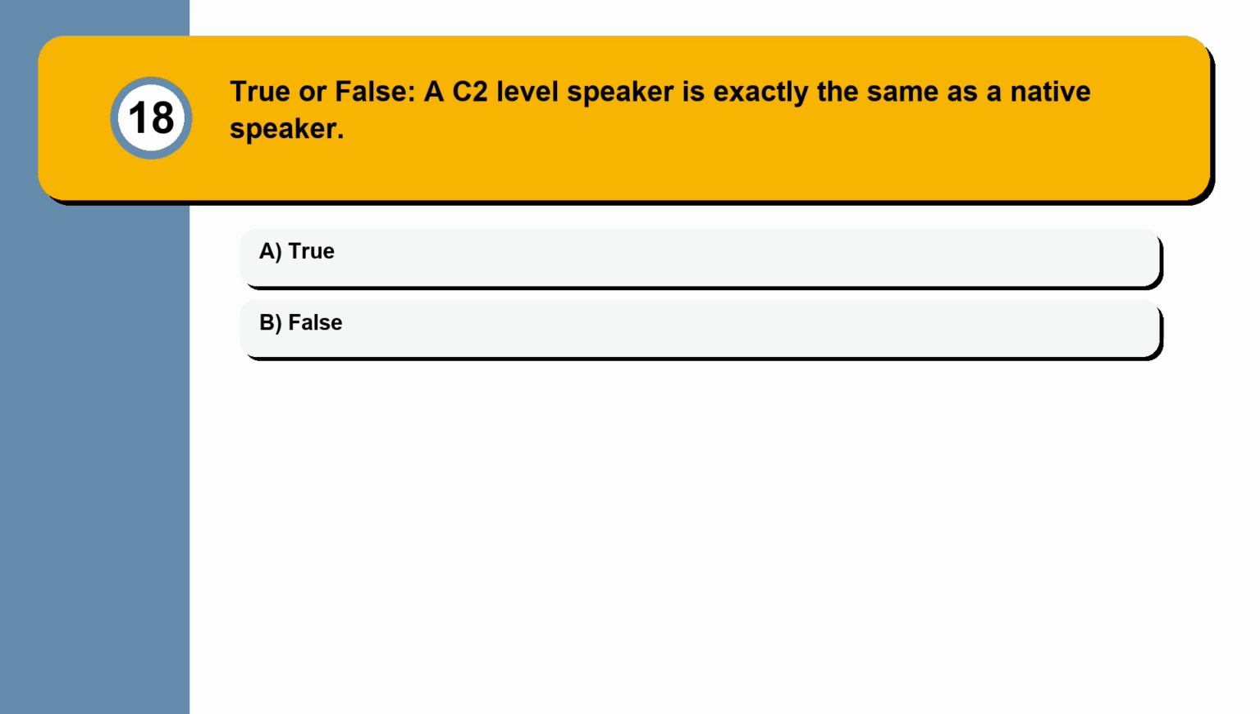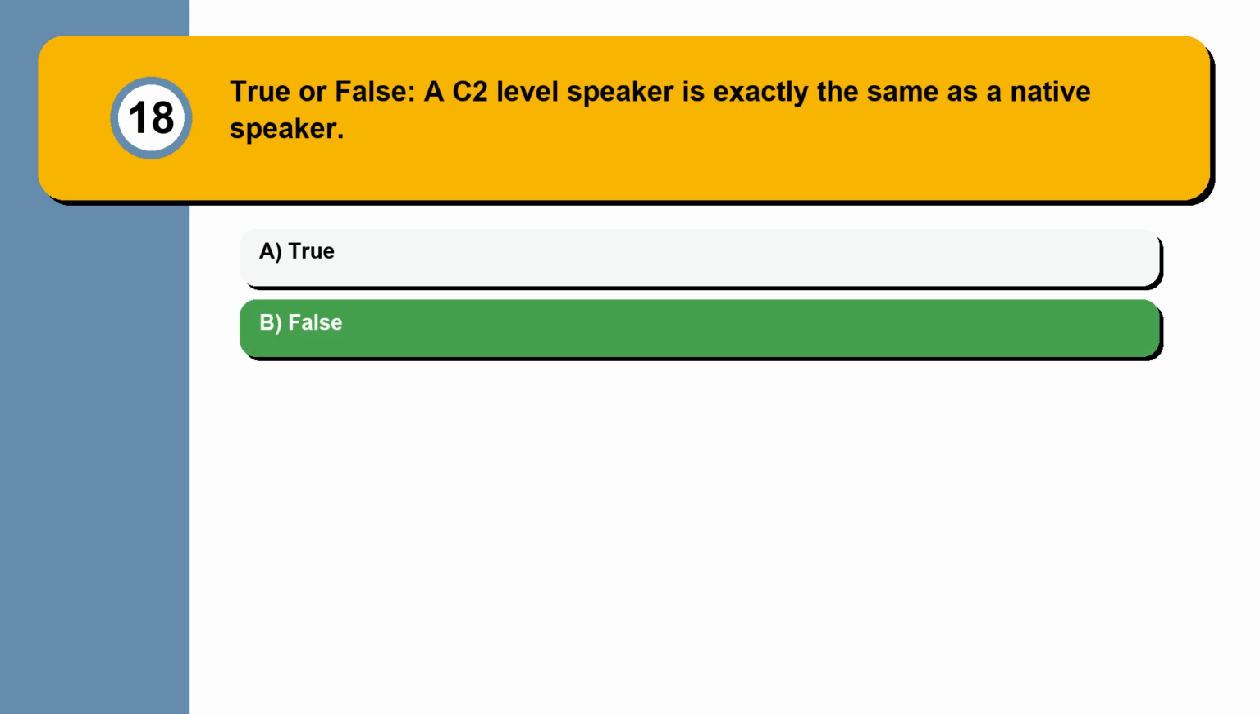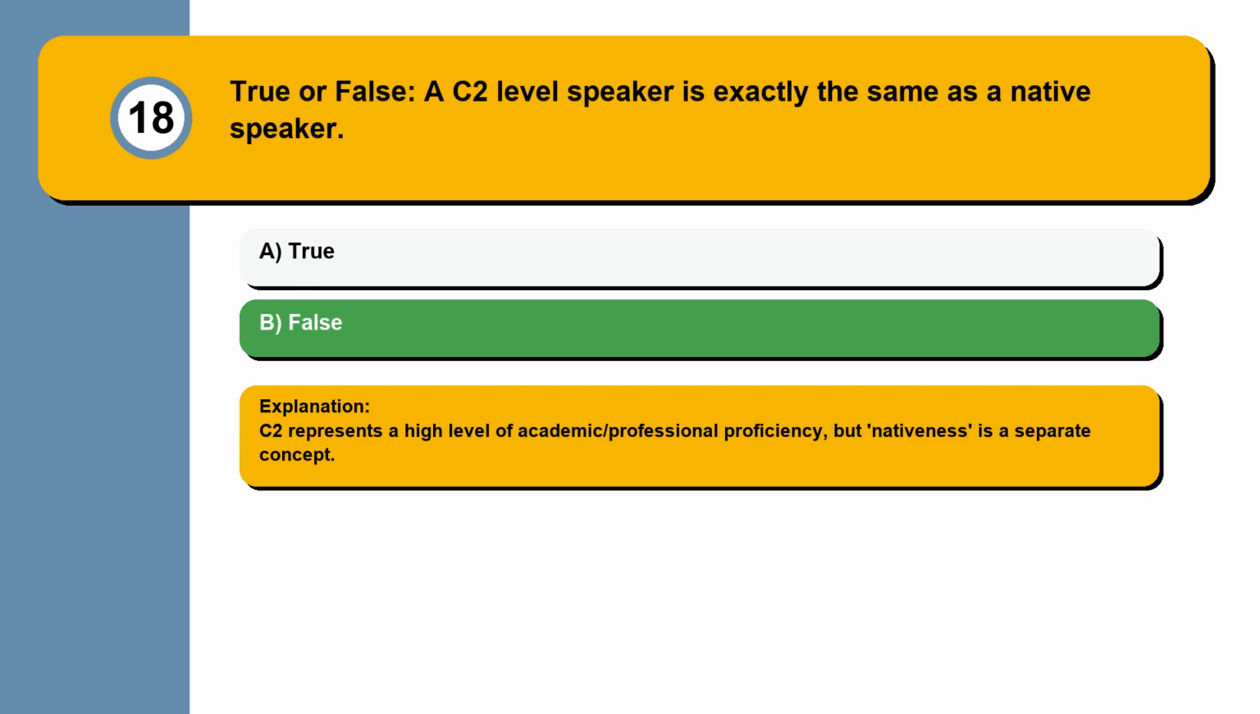Question 18. True or false, a C2 level speaker is exactly the same as a native speaker? True, or false. C2 represents a high level of academic/professional proficiency, but nativeness is a separate concept.